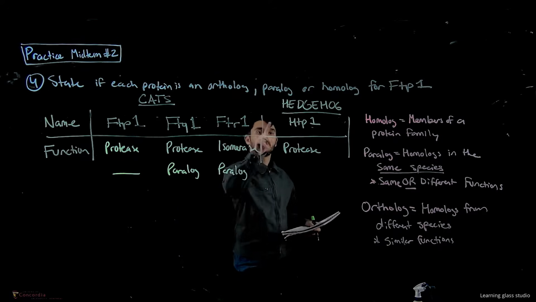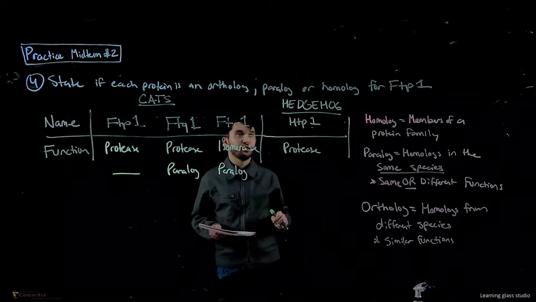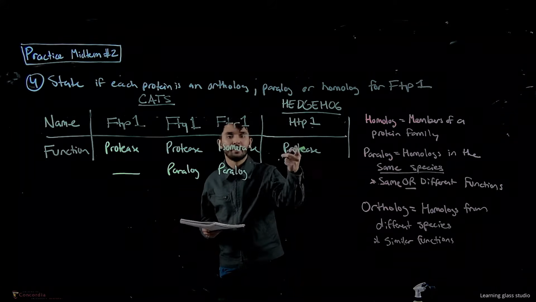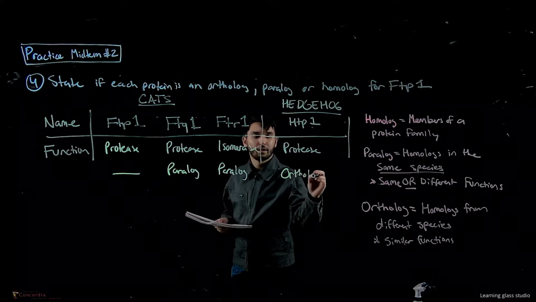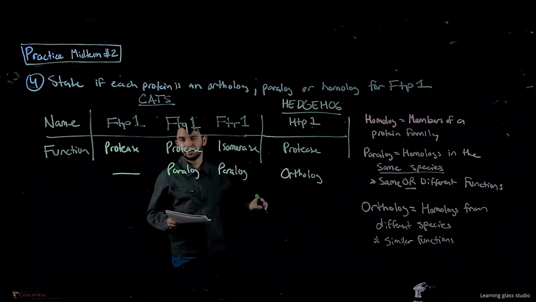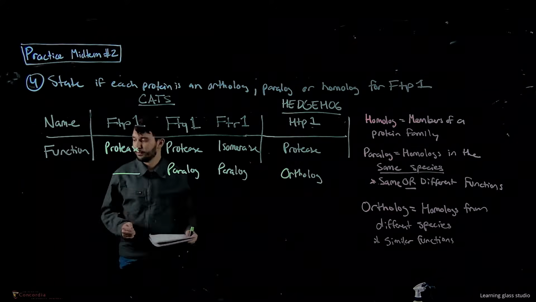Now looking at HTP1, this is from a different species, the hedgehog. However, it is still related, still the same protein family, same function. This is an ortholog. Same function, but different species, but still a homolog, same protein family. So that's it for this problem.